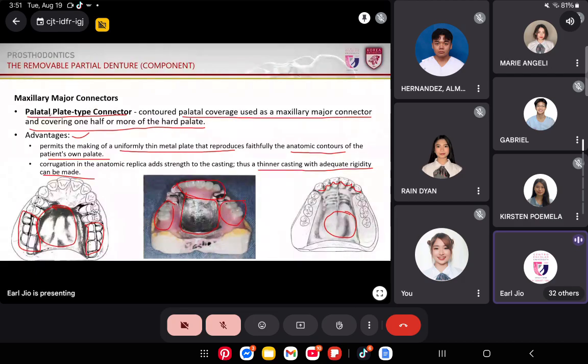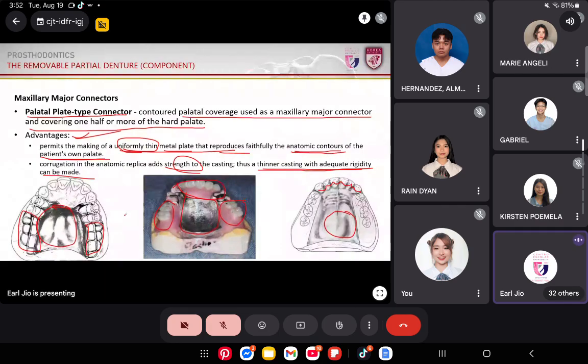Maxillary major connector or the full palatal major connector is palatal coverage used as a major connector and covering one half or more of the hard palate, or the whole palate is covered. Its advantage permits making uniformly thin metal that reproduces anatomic contours of the patient's own palate. Corrugation in the anatomic replica adds strength to the casting. The thinner casting with adequate rigidity can be made. Kagandahan nito, this is actually one of my favorite major connectors.